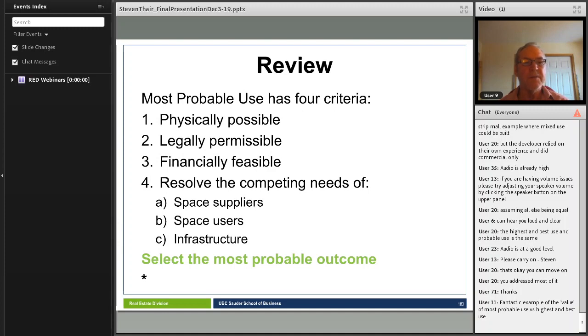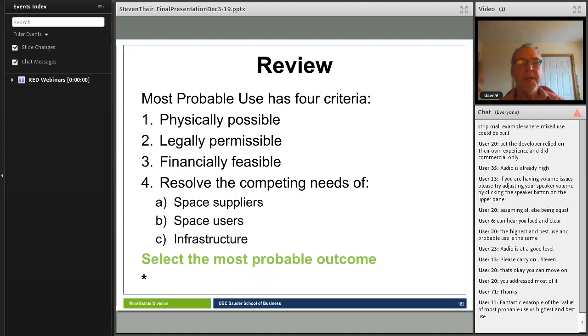Okay, so this is just a review of most probable use. Here we are, 1, 2, 3 are the same as highest and best use. And 4, instead of most profitable use, the appraiser is going to be looking at how this mess of factors is going to resolve itself. Sometimes it's very simple and sometimes it's complicated. And a lot of the time you are going to reach the very same conclusion as highest and best use.